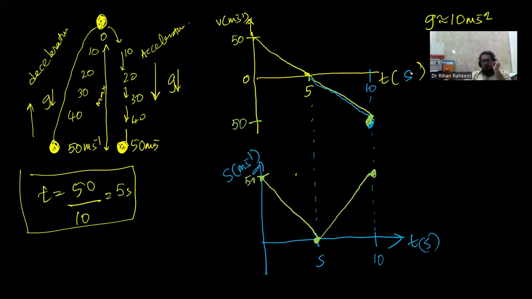Can you remember the basic definition? Speed is a scalar quantity. It has a magnitude, no direction. So when drawing the speed time graph, you can draw it like this.